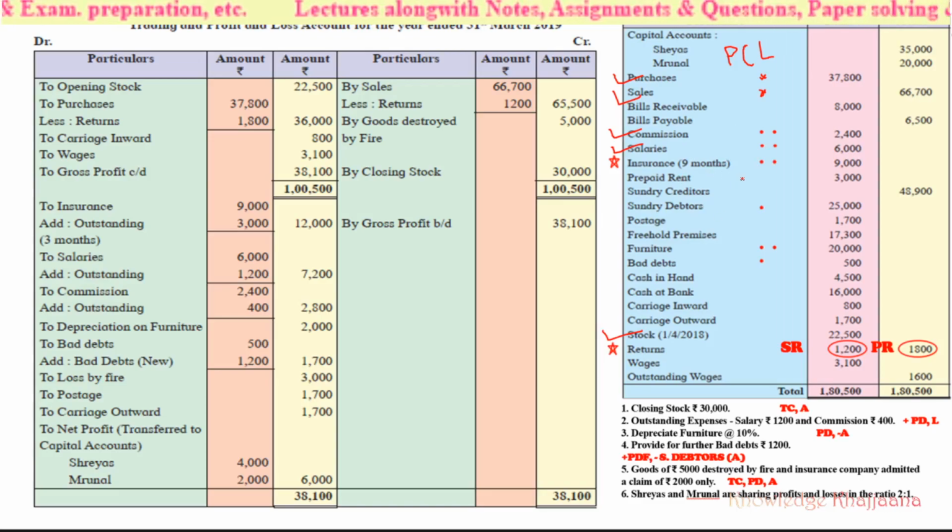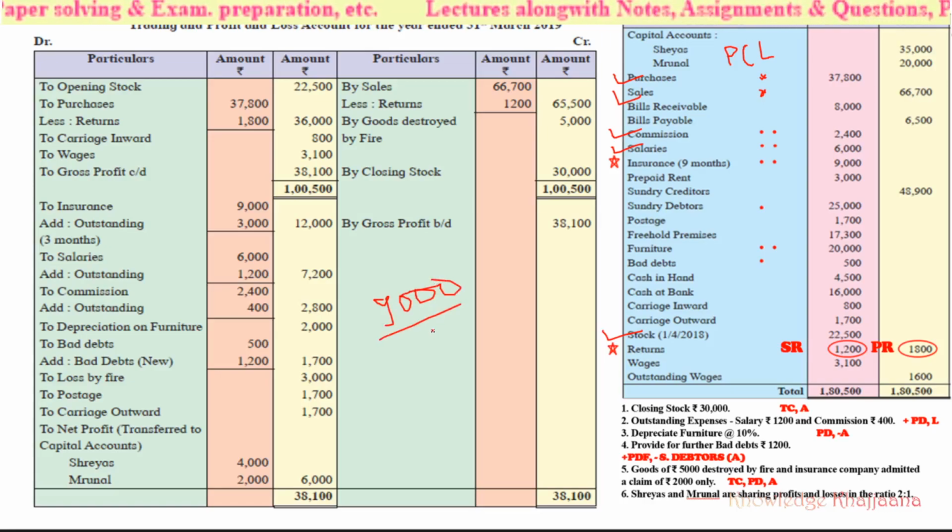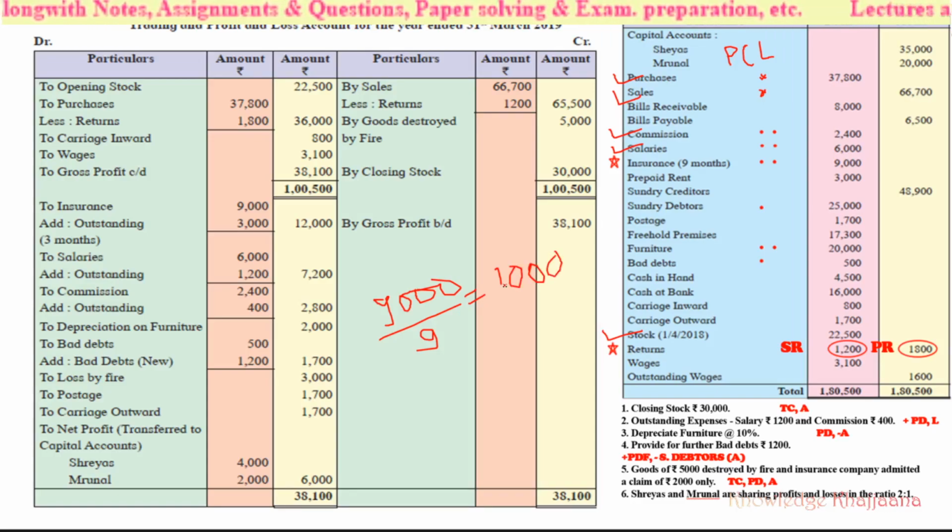Insurance for 9 months paid is rupees 9,000. So what is the insurance for 1 month? Rupees 9,000 is the insurance for 9 months, so to calculate the insurance for 1 month: 9,000 divided by 9 is equal to 1,000. So rupees 1,000 is the insurance of 1 month. Now, how many months insurance has been paid? 9 months insurance has been paid. So 3 months insurance is yet to be paid.